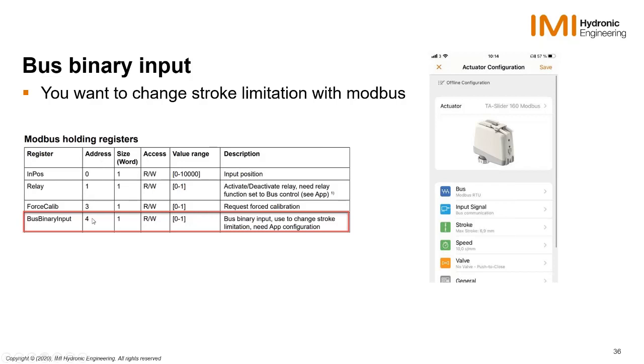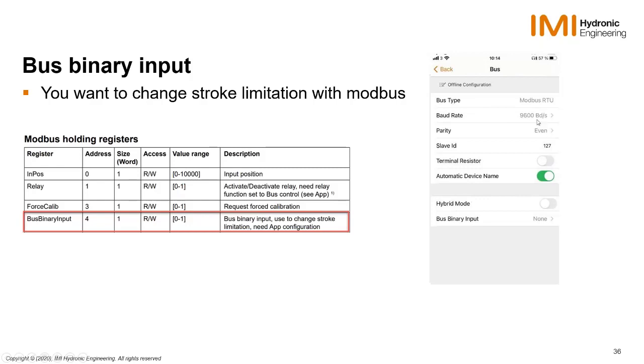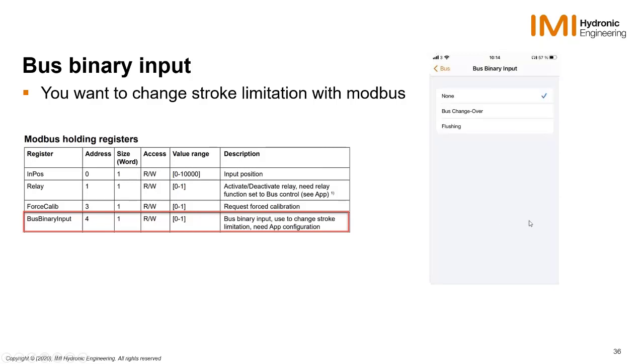And you find that in address number 4. And you see it's both a read and a write. So you can set it to 0 or 1 to change this binary input. And this is also done in bus configurations. So if you click here on bus, you come in here again, it's the same menu. And below hybrid mode, you have bus binary input. If you click on that one, you'll come into this menu here. You can see it's set to none at the moment.